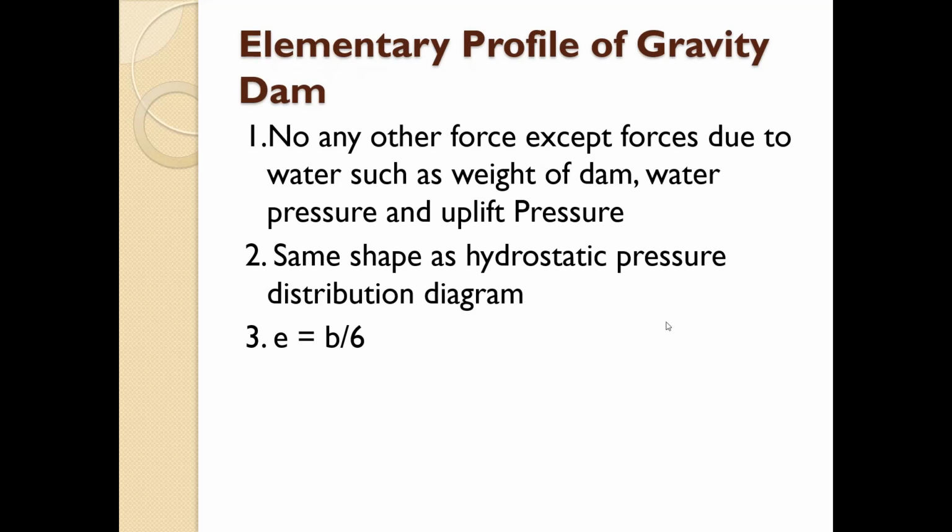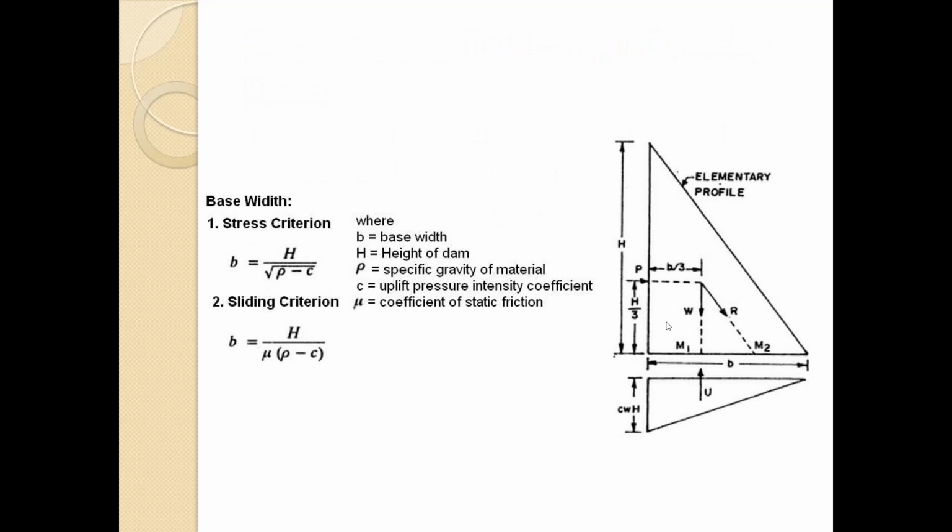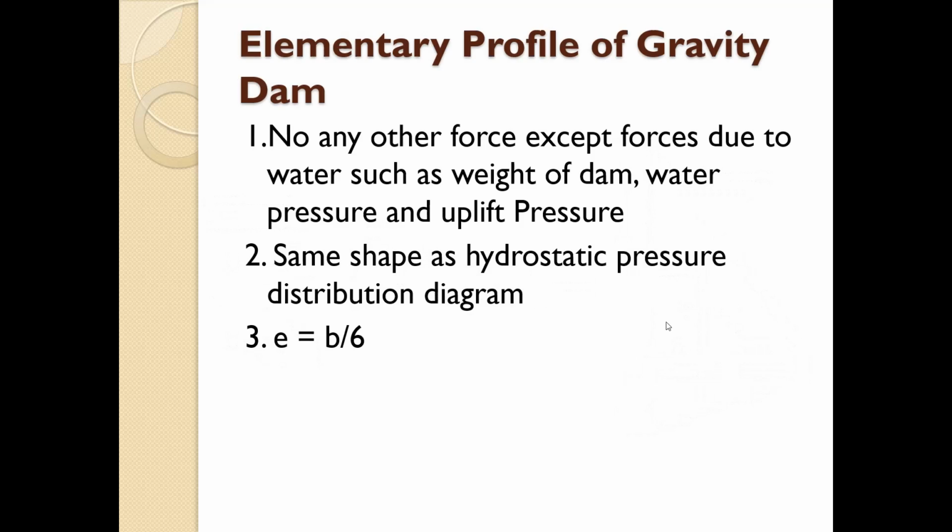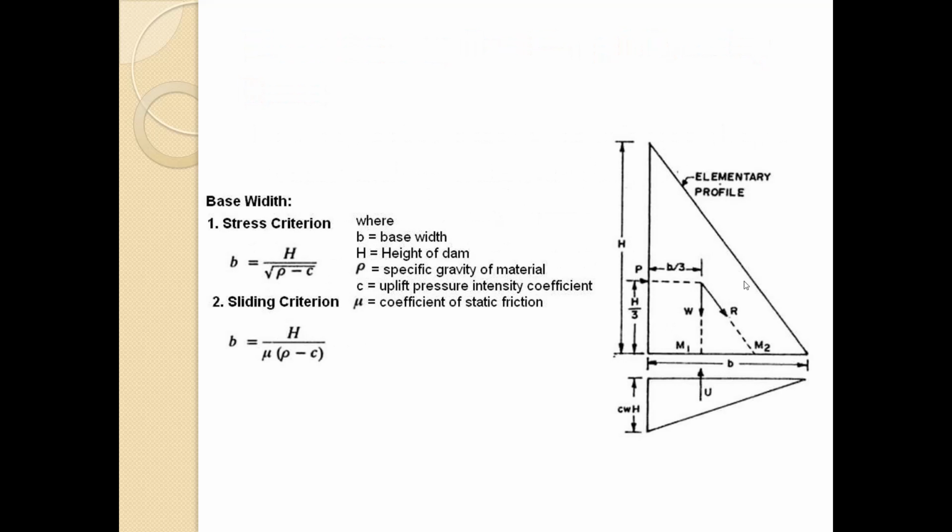Now the elementary profile of the gravity dam. So this is the elementary profile of the gravity dam. There is no other force except the force due to water, such as the weight of the dam and water, and uplift pressure. The shape of the hydrostatic pressure distribution diagram is the same, e is equal to P by 6. So this is the elementary profile of the dam. That is, the water pressure is there.